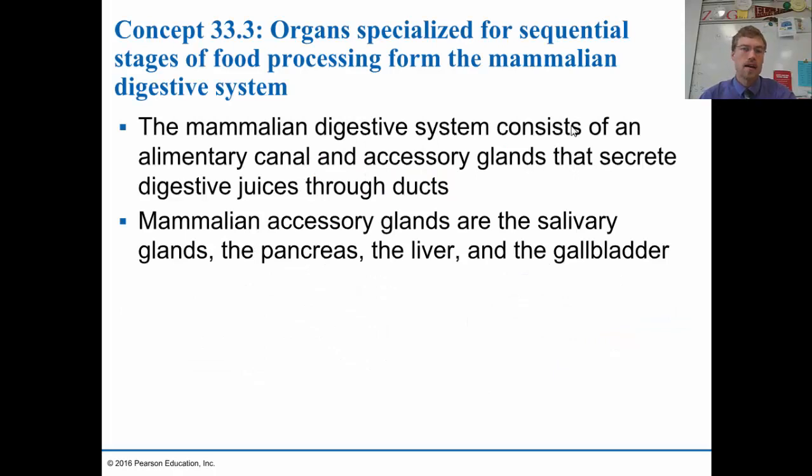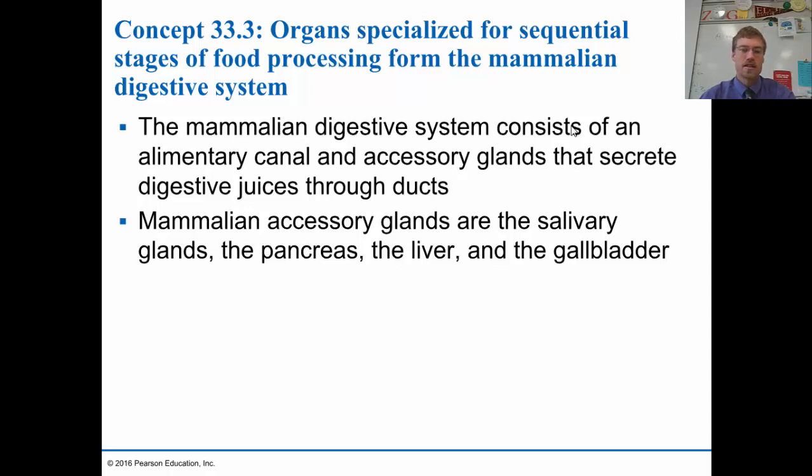What we're going to talk about now are the specific organs that are involved in the food processing process for mammals. The mammalian digestive system consists of the alimentary canal, that tube that has all the special things, as well as some accessory glands that secrete digestive juices into those specific organs.